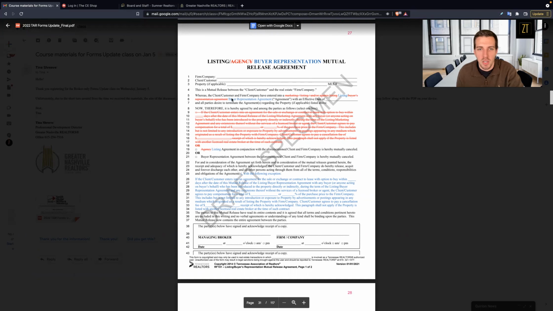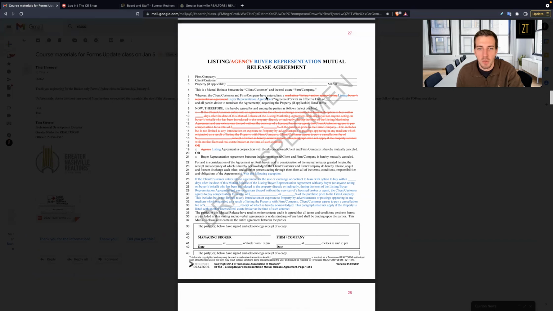So you can see here, whereas the client, customer, and firm company has entered into a listing/buyer representation agreement with an effective date of here. And then they would check one. So check listing agreement in conjunction with the aforementioned client and firm company is hereby mutually canceled, or buyer representation agreement between the aforementioned client and firm company is hereby mutually canceled.